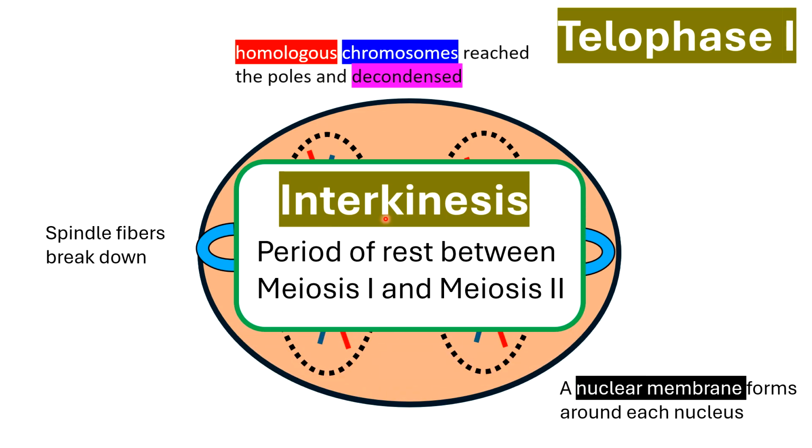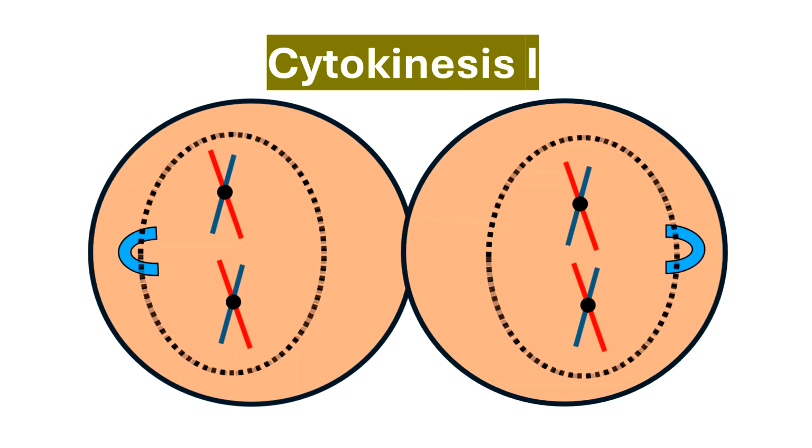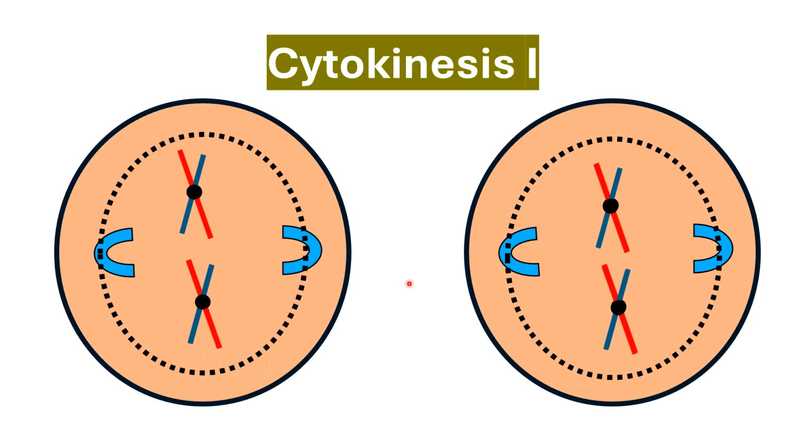But before that, there's interkinesis, which is the period of rest between meiosis 1 and meiosis 2. Moving on to meiosis 2 now, after cytokinesis. Cytokinesis 1 is simply the division of these. Before, the cells used to have 4 of these homologous chromosomes, and now the cells have two. So the number of chromosomes halved, and this is why meiosis is a reduction division. As always, any questions can go in the comments.